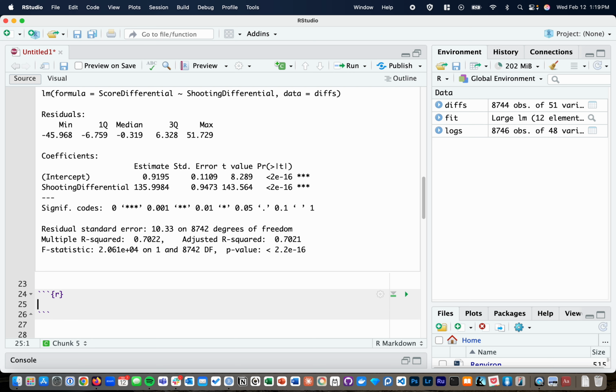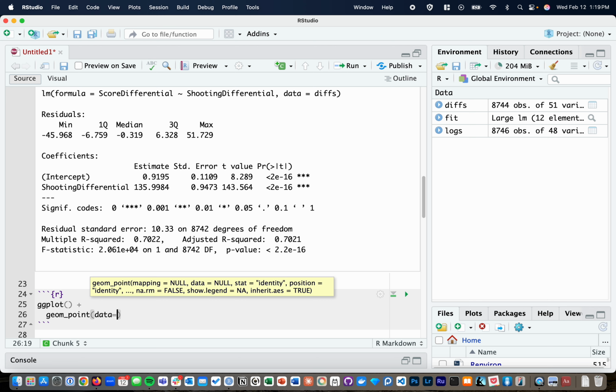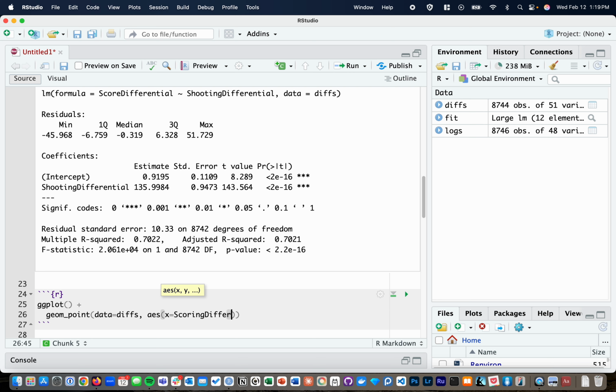So we can, of course, look at this as a graph. My data is diffs. My aesthetic is, I call it score differential, and my y is the shooting differential.